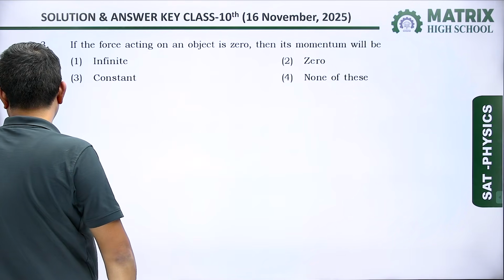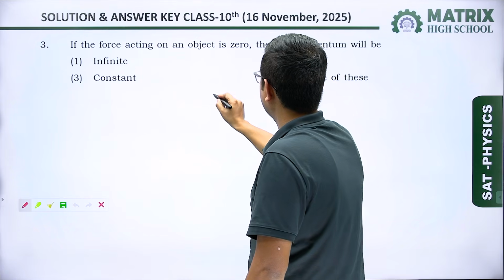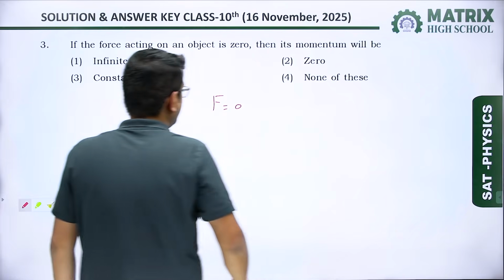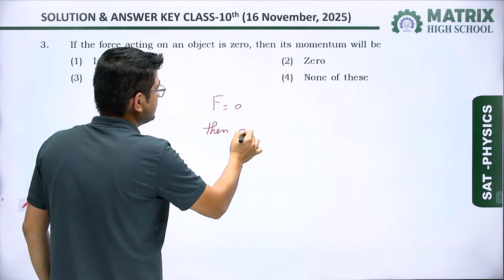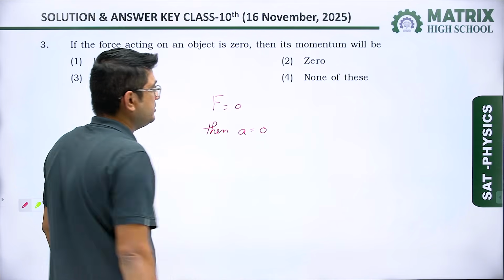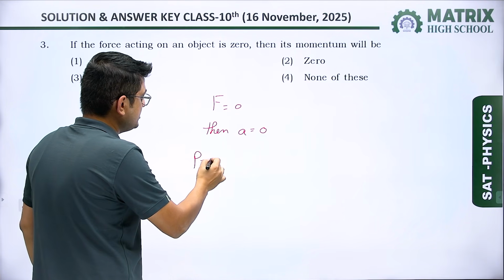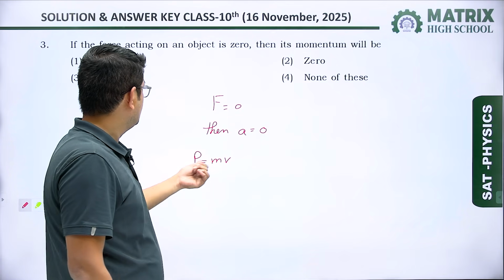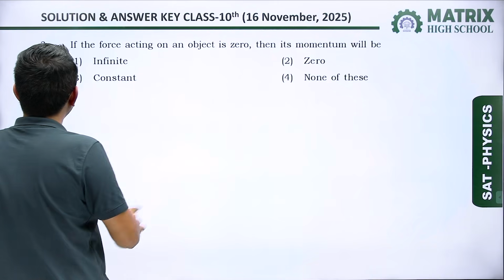Next question, number 3. If the force acting on an object is 0, that means F is 0, then its momentum will be. As we know that if F is 0, then we can say acceleration of object will be also 0. That means there will be no change in velocity. And the formula for momentum is P equals mv. That means v will be constant, so momentum will be also constant. So our correct answer is option 3.